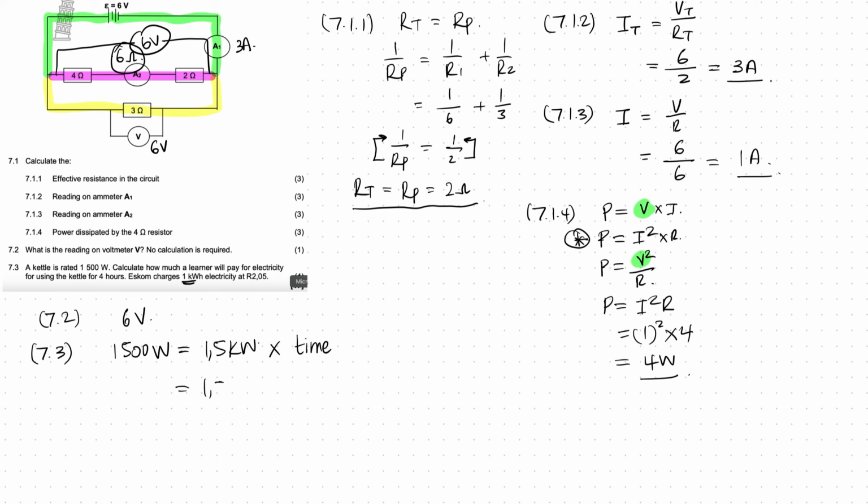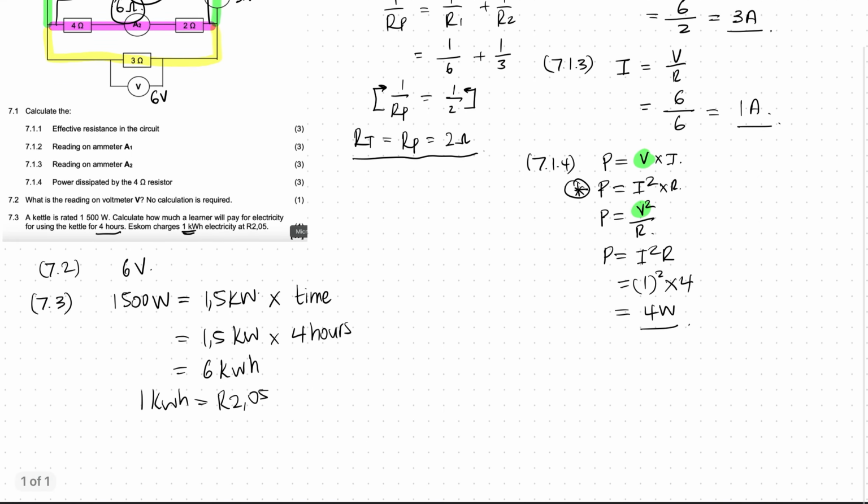Next we need to multiply this by the time. So it's 1.5 kilowatts, and then how many hours are we using it for? It's for 4 hours. So times 4 hours. So 1.5 times 4 is 6. So this is 6 kilowatt hours. So if 1 kilowatt hour is equal to 2 Rand and 5 cents, 6 kilowatt hours is going to equal 2 Rand and 5 cents times 6. So that's going to equal 12 Rand and 30 cents.